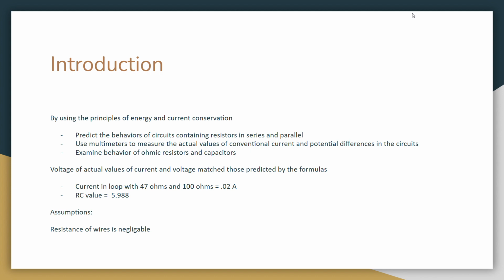In the current loop with 47 ohms and 100 ohms, we got that the value was 0.02 amps. And then for the RC value that was calculated using the linearization model, we found that that value was equal to 5.988. And then the assumptions that we had are that resistance of the wire is negligible.